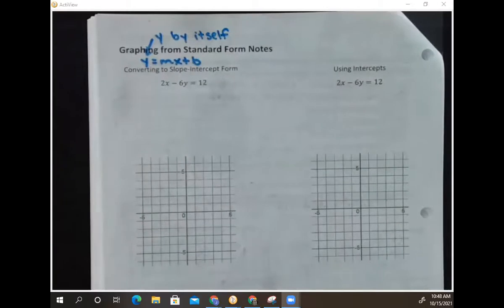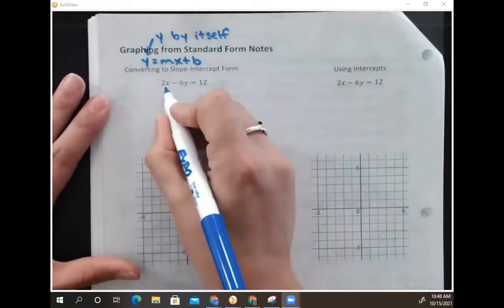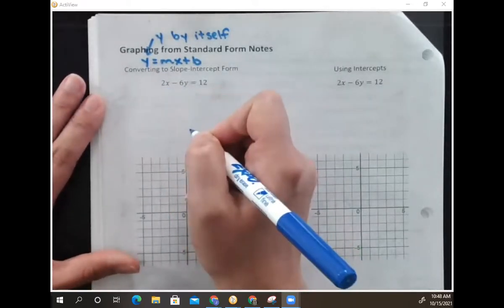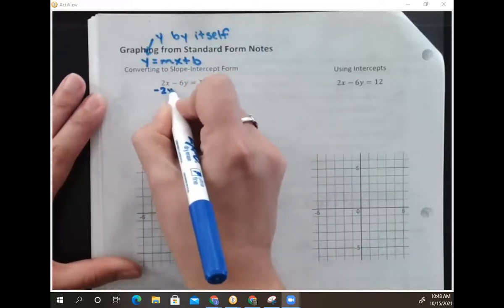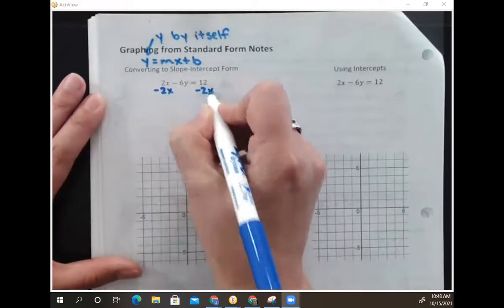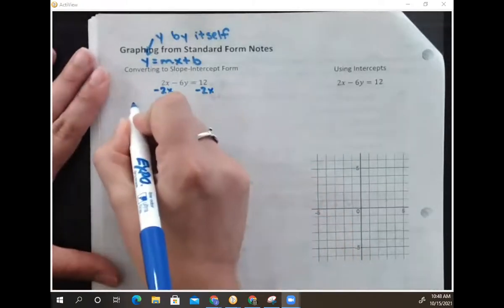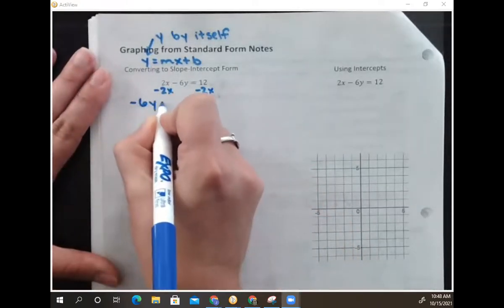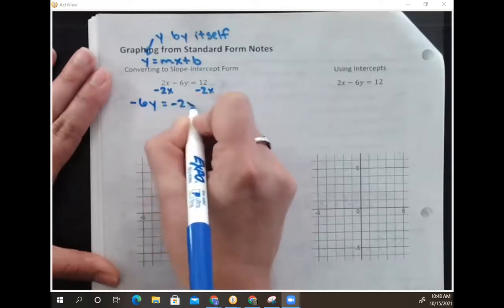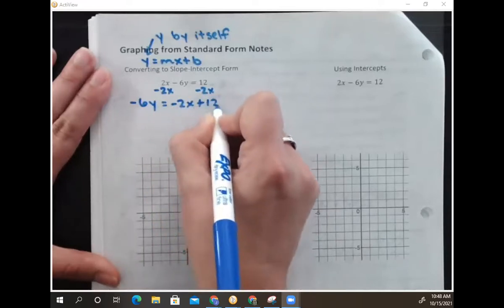If I have slope-intercept form, then y is by itself. So I'm going to take the standard form equation that I have right now and rewrite it so that y is by itself. So right now, I've got the x term and the y term on the same side. I'm going to move the x term to the other side. Since I have positive 2x, I'm going to move it by subtracting 2x from both sides. So this would leave me with negative 6y equals negative 2x plus 12.